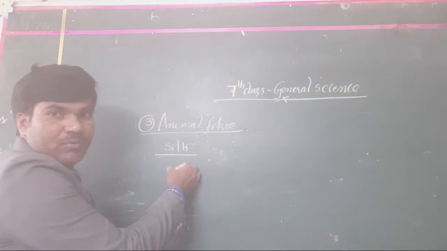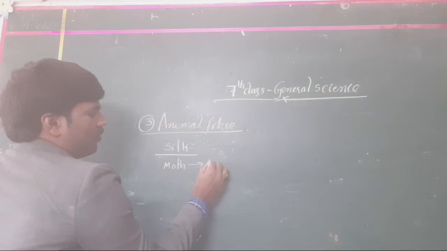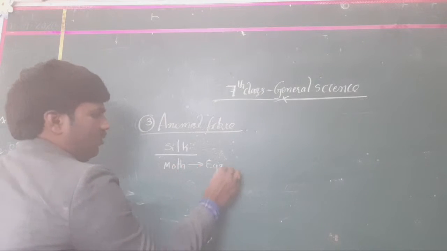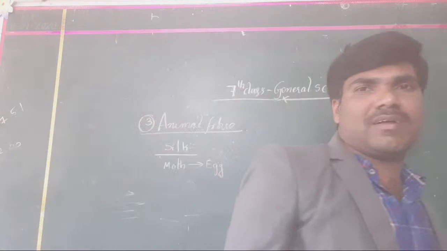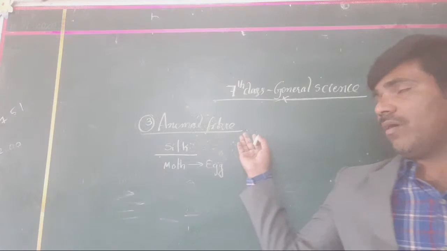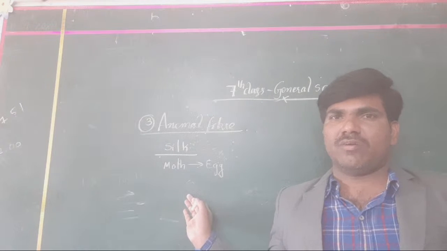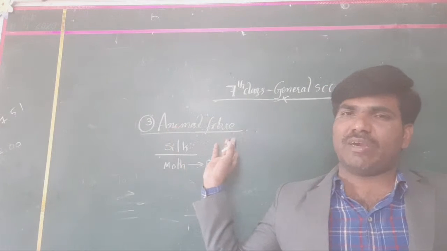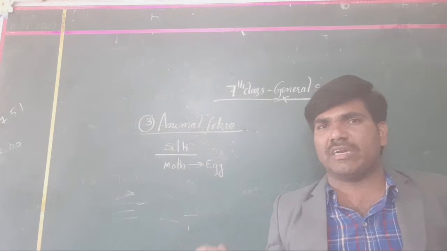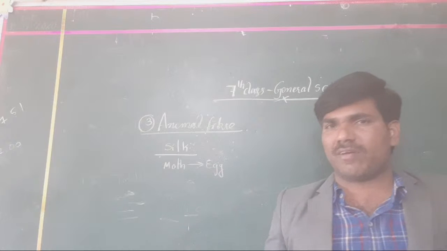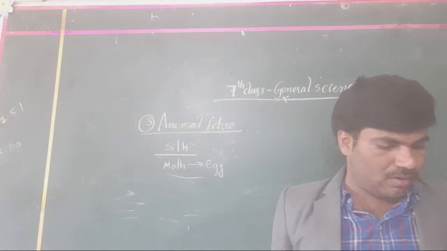Clear or not, all of you? Moth egg. And this lesson is a continuation of our 6th class. The lesson name is different, but the topic is the same: animal fiber, and the content is silk or wool. For silk or wool, the steps are the same, but you follow this one only, animal fiber. Clear or not, all of you?